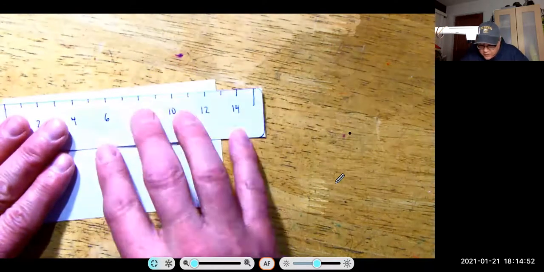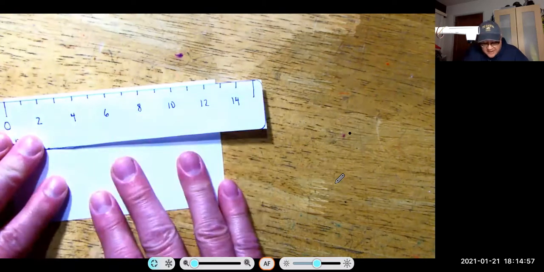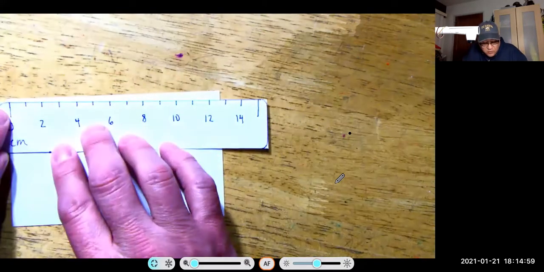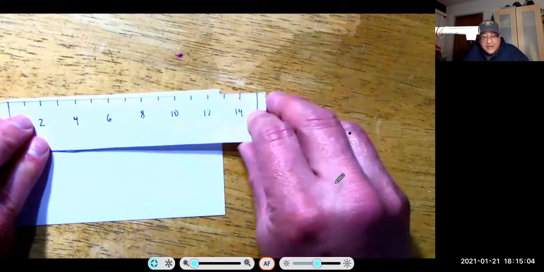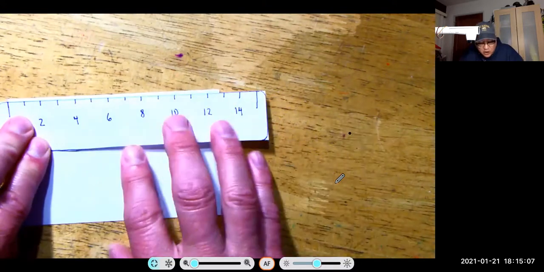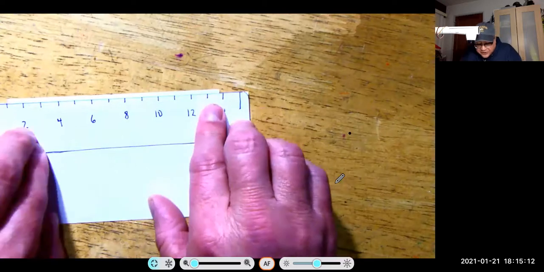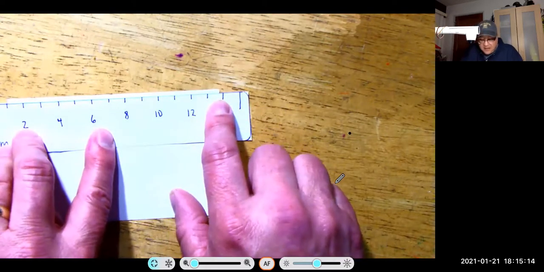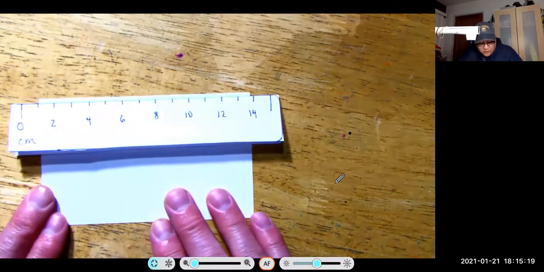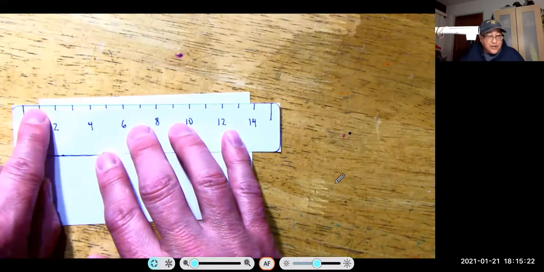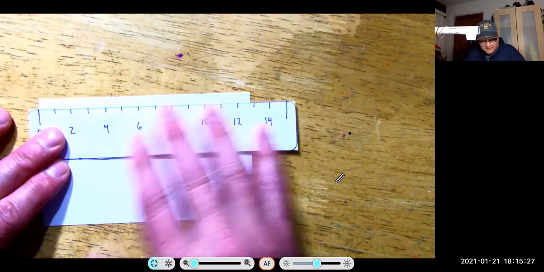Okay, so if we were to measure the length of this index card, I like to line up the 0 with one edge and then read the other edge, and I can make a direct measurement as to how long this is. I could start at 1 and measure to the other end, and you can see that this is 13 something, but whatever value I get here, I have to subtract 1 from it because I'm starting at 1. So naturally, we like to start at 0 and read to the other end.